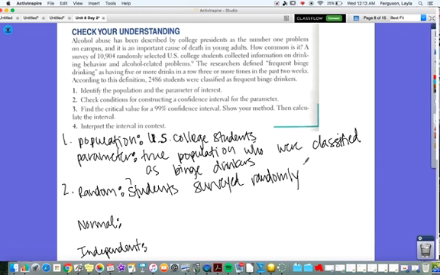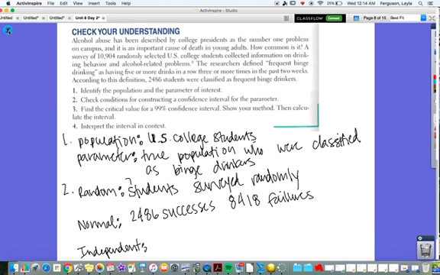Okay, then we have to check and see if it's normal. So for it to be normal, our successes and our failures have to be at least 10. So our successes in this case would be people that were classified as binge drinkers. So there were 2,486 students that were identified as binge drinkers. And so that means that there were 8,418 failures, or people that were not identified as binge drinkers. Because both of these numbers are definitely larger than 10, then we're good to go.